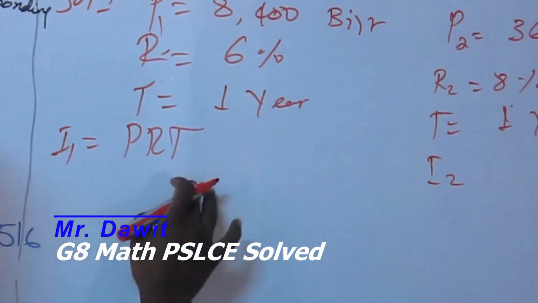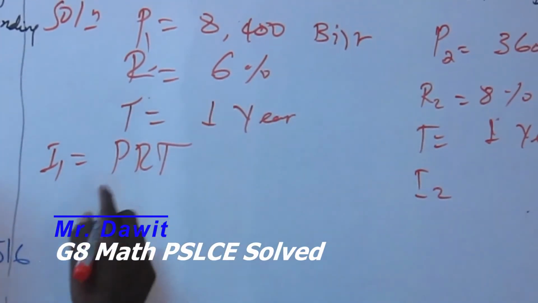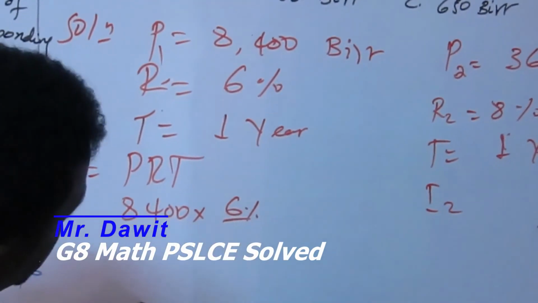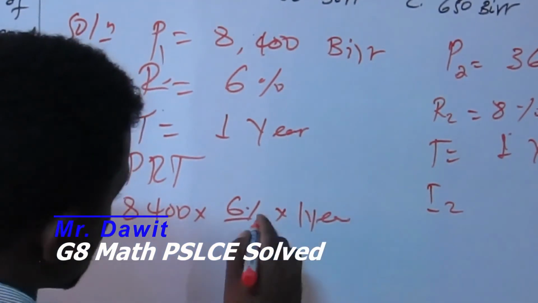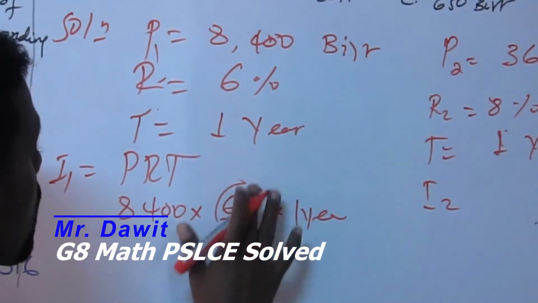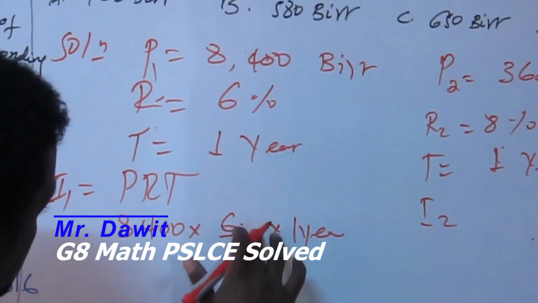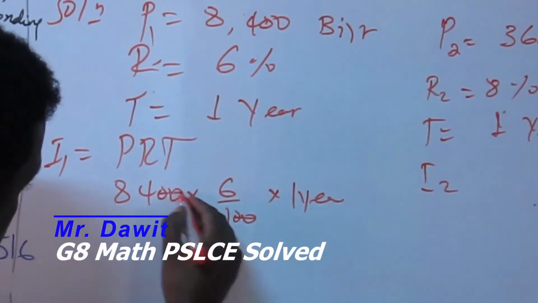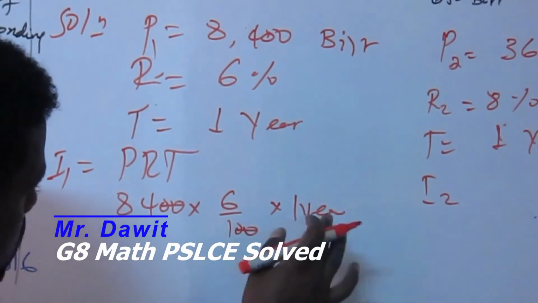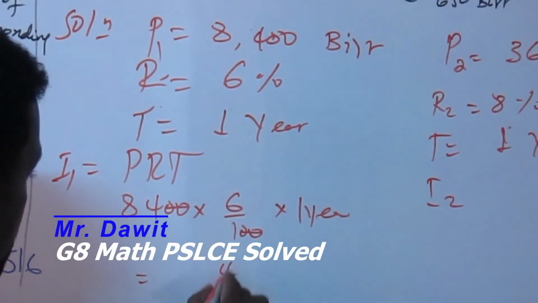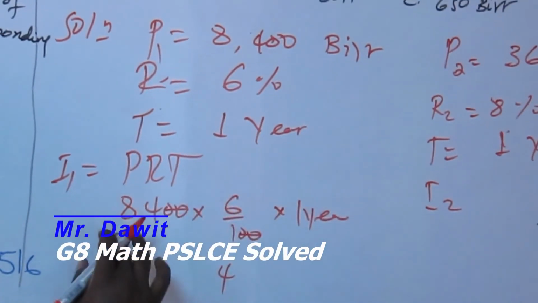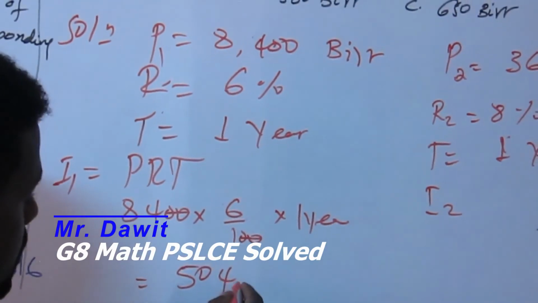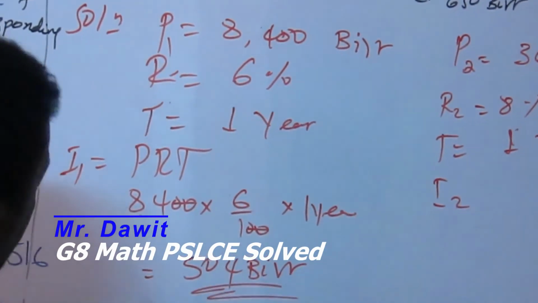I1, you know that interest is equal to PRT, but R in terms of what? Percent. PRT means 8,400 times 6%, times 1 year. This percent should be changed over 100, because percent means over 100. Yes, 6/100. Now you can simplify it, 2 zeros by 2 zeros. So 84 times 6 times 1 becomes what? 6 times 4 is 24. Carry 2. 6 times 8 is 48. Finally 48 plus 2 is 504 birr. This is the first interest, or interest 1.